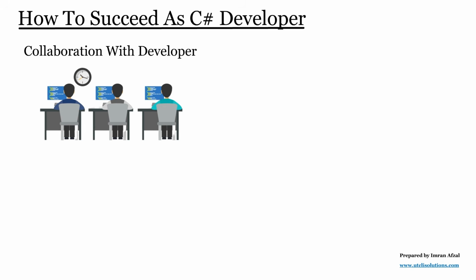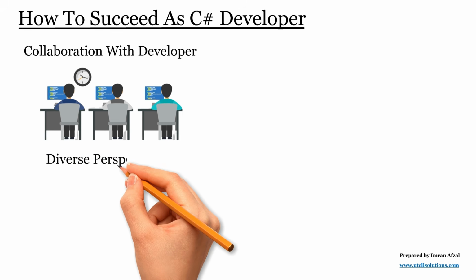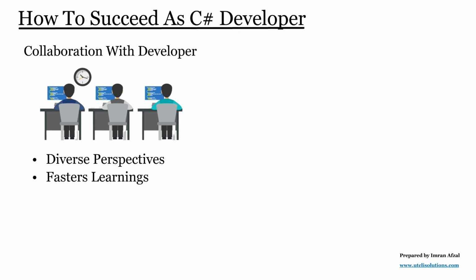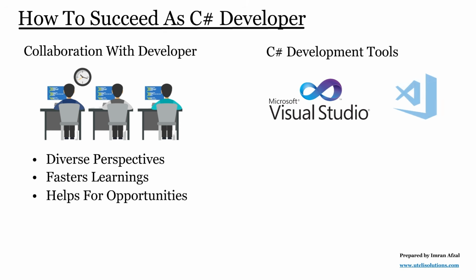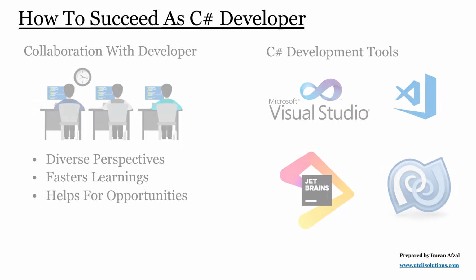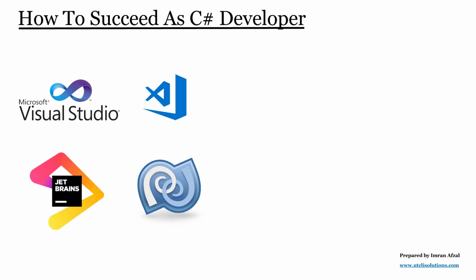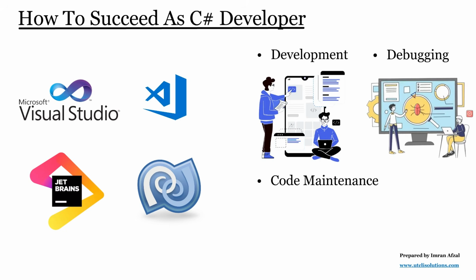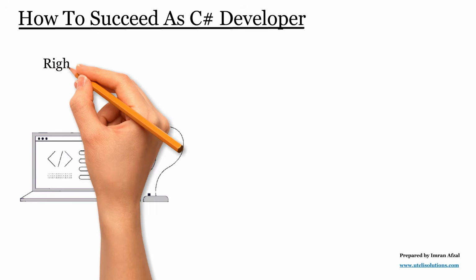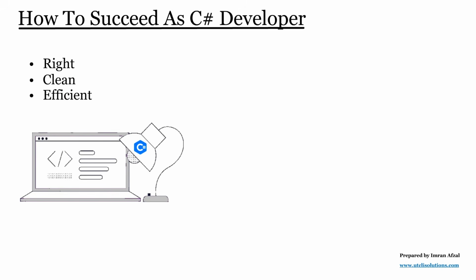So collaborating with other developers exposes you to diverse perspectives, fosters learning, and helps you stay connected with the latest trends and opportunities. Okay, then familiarize yourself with the powerful C Sharp development tools like Visual Studio, Visual Studio Code, JetBrains Rider, MonoDevelop, and many more. Now, these IDEs offer a wide range of features that streamline the development, debugging, and code maintenance, ultimately boosting your productivity. Then, not to forget, write clean, efficient, and well-structured code.